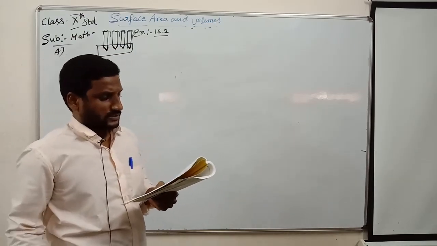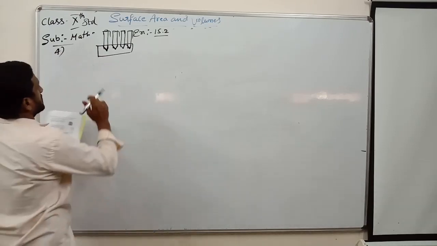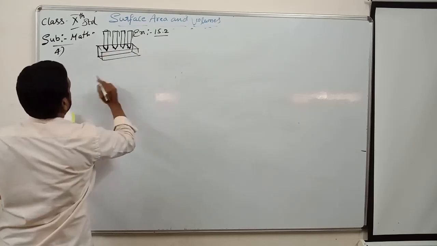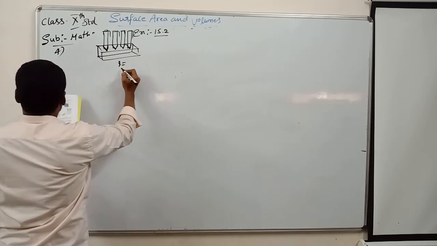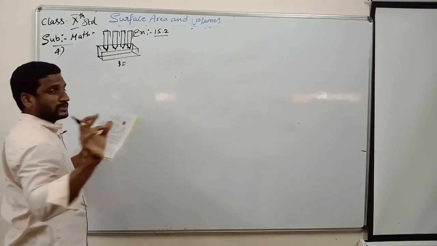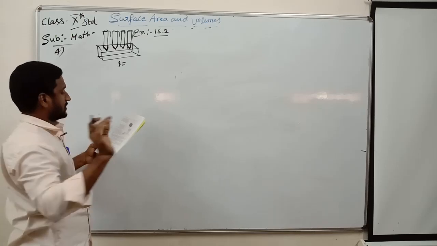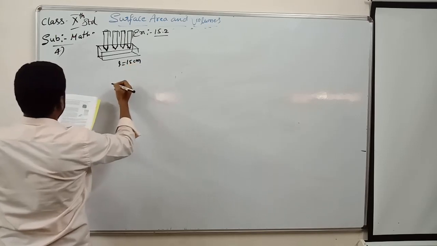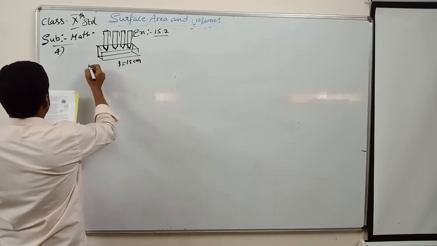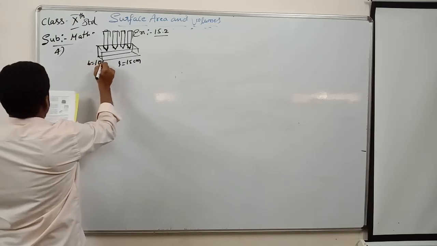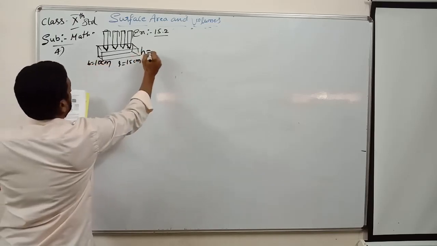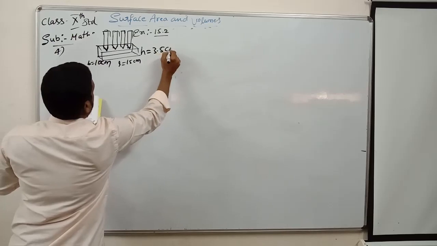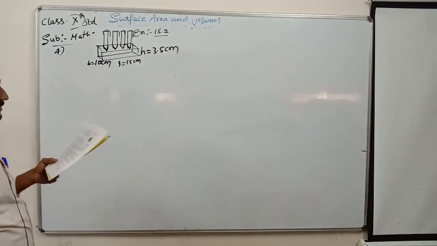The dimensions of the cuboid are given here. Dimensions are nothing but the length, breadth and height. So 15 centimeter, the bigger number is always taken as the length, by 10 centimeter, so breadth is 10 centimeter, and height is 3.5 centimeter. This is the dimension of the cuboid.